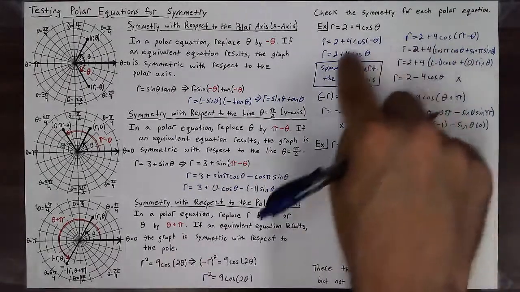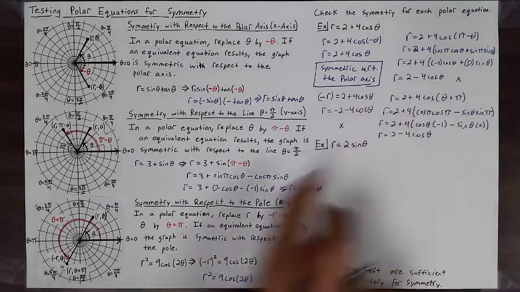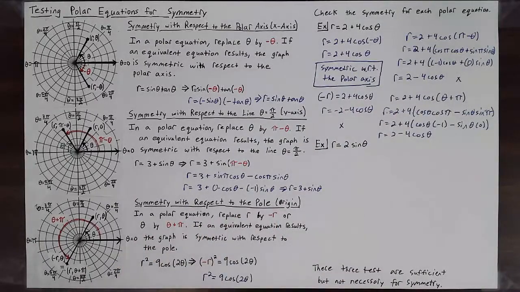So all of these tests, and I say 3 tests even though I did 4, because there's 2 ways you can do the pole. And you want to check both, because one might work and the other one might not.